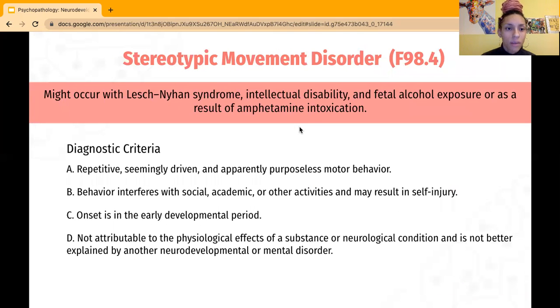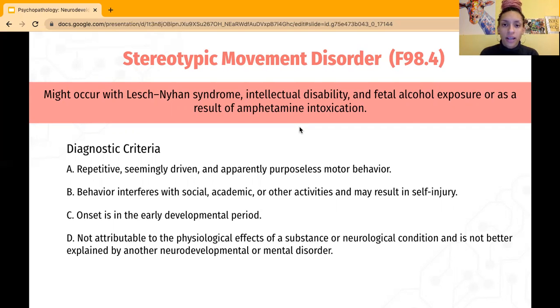So next we'll talk about stereotypic movement disorder, which might occur with fetal alcohol exposure or as a result of amphetamine intoxication. And one way of telling this disorder is observing that the individual has repetitive, seemingly driven or impulsive and apparently purposeless motor behavior. These behaviors must also interfere with social, academic, or other activities. It might look like hand waving, or hand shaking, body rocking, head banging, self-biting, or hitting oneself.